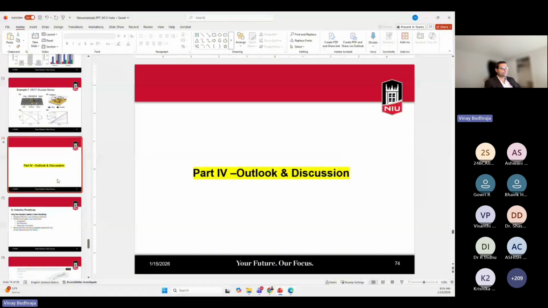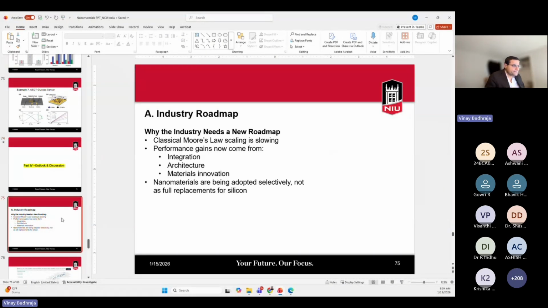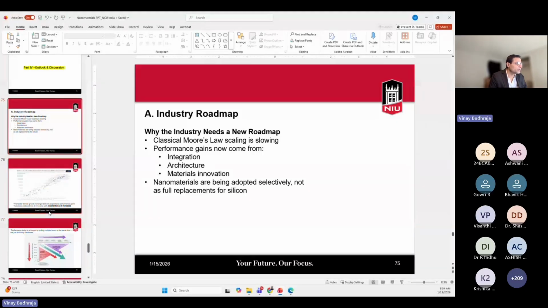Now the last part is the outlook and the discussion. So industry roadmap: why does the industry need a new roadmap? Because classical Moore's law scaling is slowing down. Performance gains now come from integration, architecture, and materials innovation. Nanomaterials are being adopted selectively, not as a full replacement for silicon. We cover these points one by one.